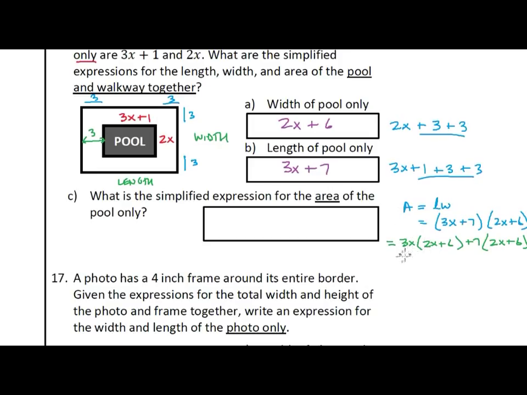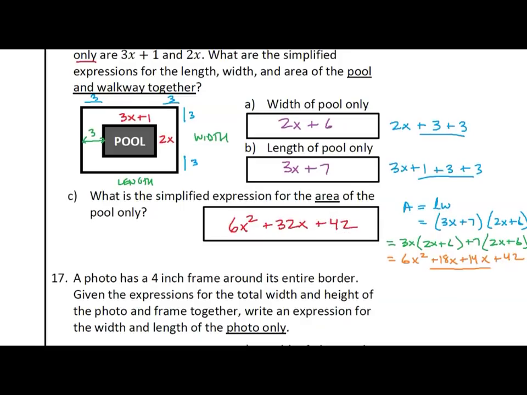3x times 2x, 3 times 2 is 6. X times x is x squared. 3x times 6, 3 times 6 is 18. X doesn't have to be multiplied because the 6 doesn't have a variable. 7 times 2 is 14, and that's 14x. And then 7 times 6 is 42. We've got like terms right here. And we can go ahead and write our final answer. We've got our final answer for the simplified expression is 6x squared. 18 plus 14 is 32x. And then 42 on the end.